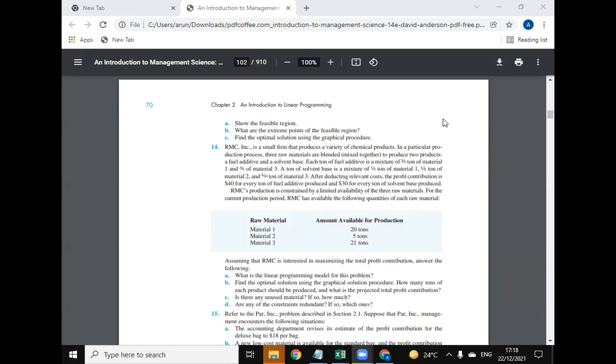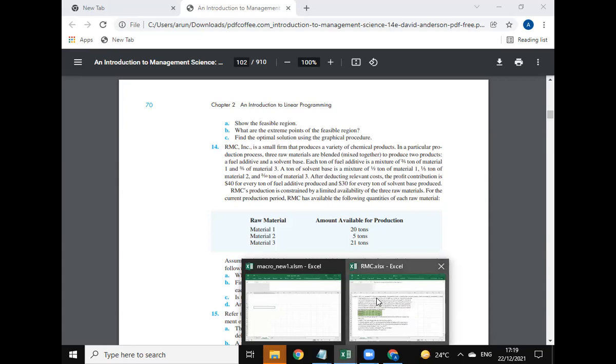So today I'm going to provide the solution of this question, which says RMC Inc is a small firm that produces a variety of chemical products. This question is basically a linear programming question. So I have provided a solution for this question with a graph. So let's come on to my Excel sheet.